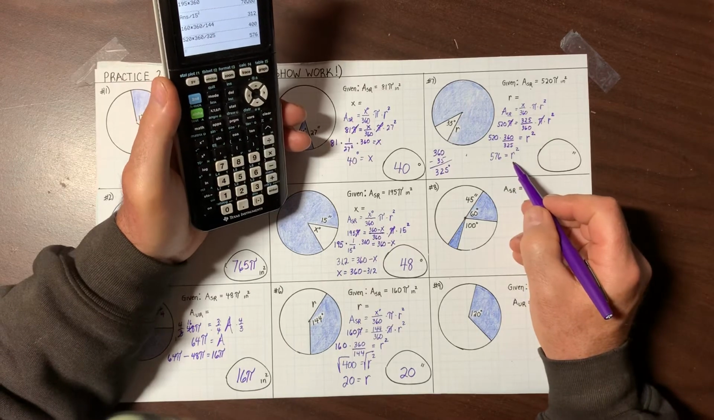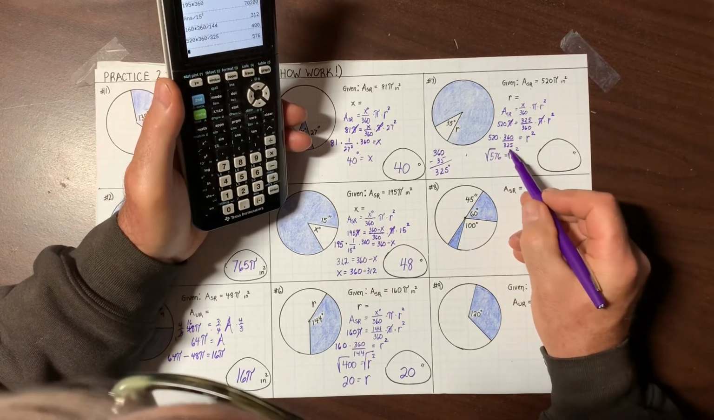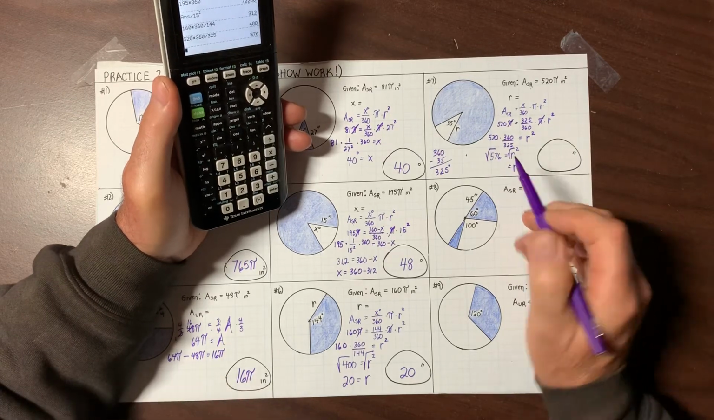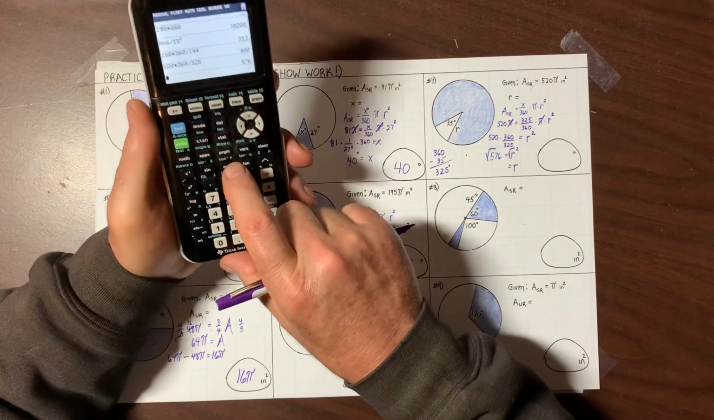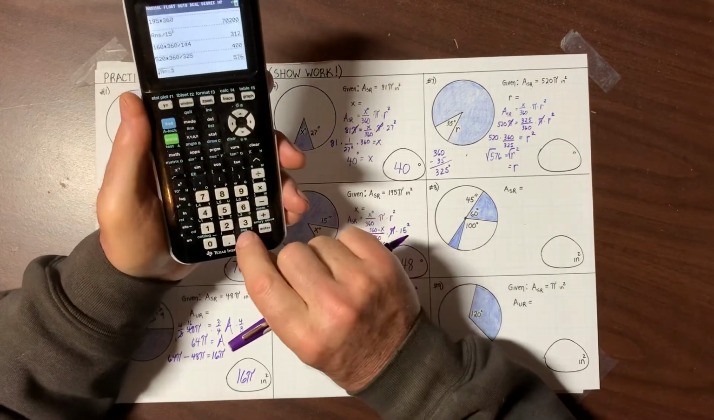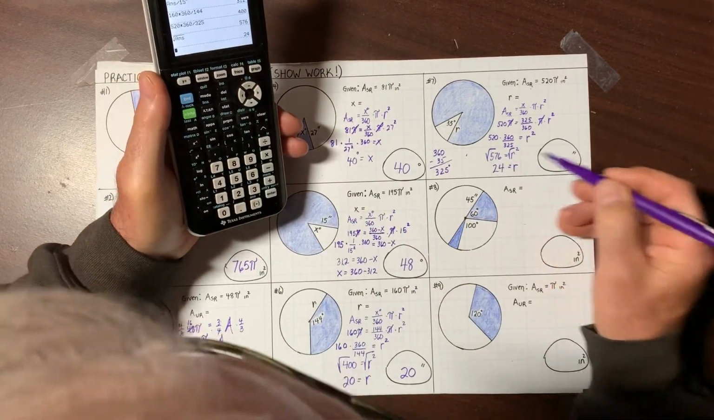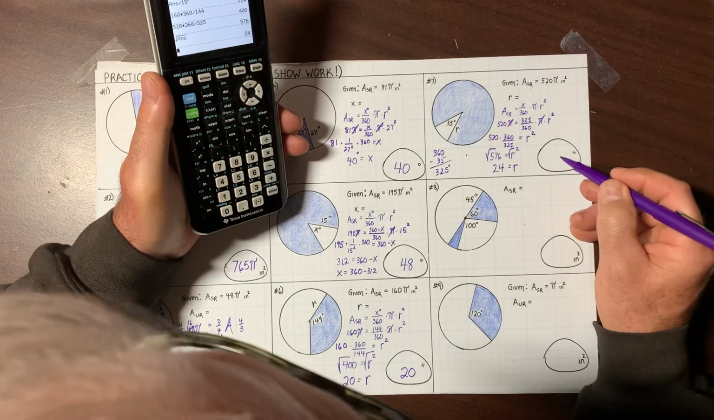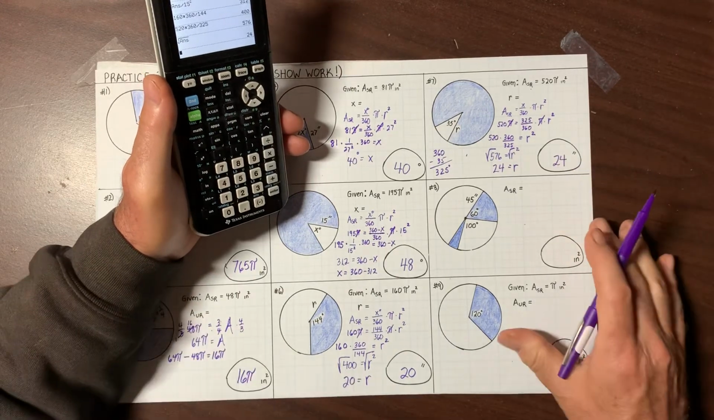To isolate r, however, I need to take the square root. And the square root of 576 is going to be, I believe, 24. Want to make sure here, so yeah, it's 24. And we're done. So the radius of this particular circle then would be 24 inches.